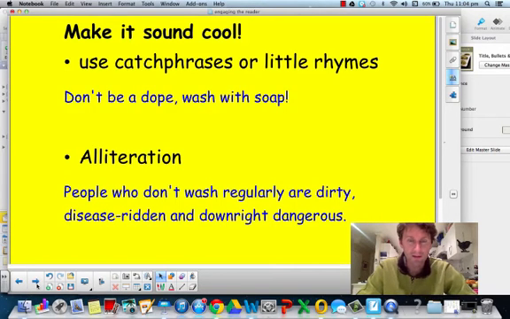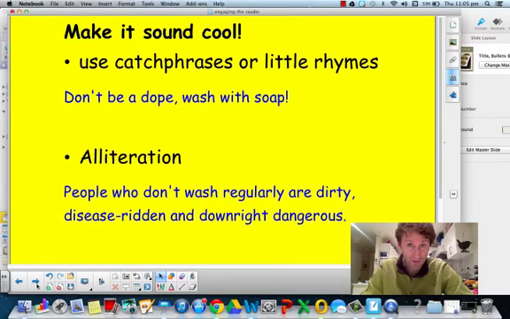Now, another thing, make your writing sound cool. Here's a couple of ways to do it. Firstly, use a catchphrase or a little rhyme. So if we're talking about the importance of washing regularly, here's a little catchphrase: Don't be a dope, wash with soap. Advertisers use those sorts of things all the time, don't they? You can use them in your writing.